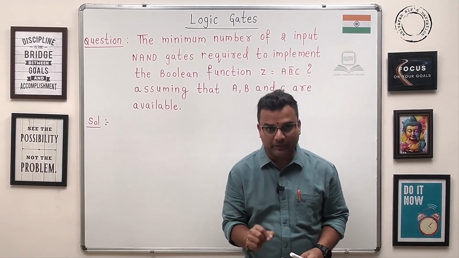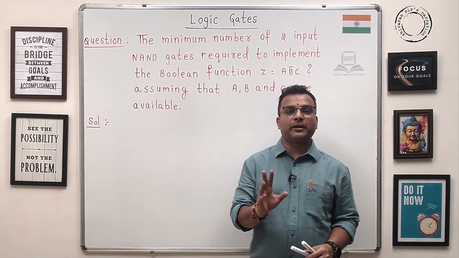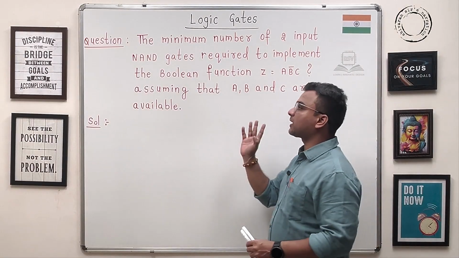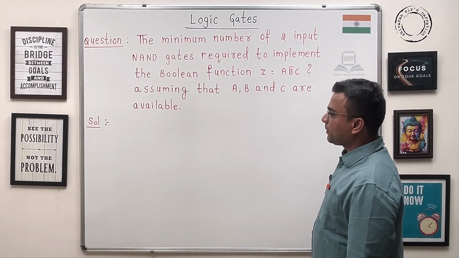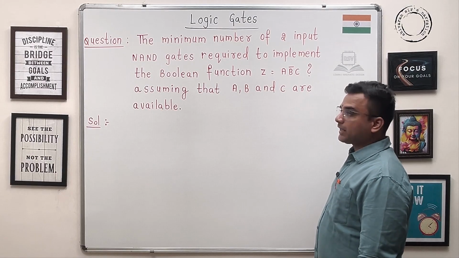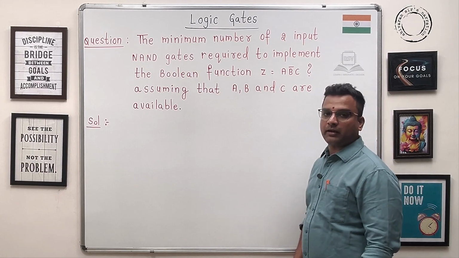We are going to discuss the minimum number of NAND gates, especially at implementation level. Without any delay, let's start the question. The minimum number of two input NAND gates required to implement the Boolean function Z is equal to A, B bar, C, assuming that A, B and C are available.